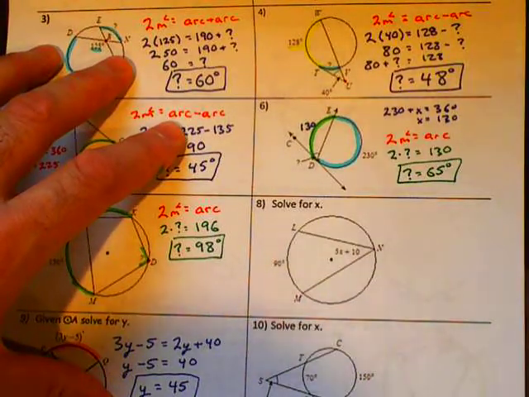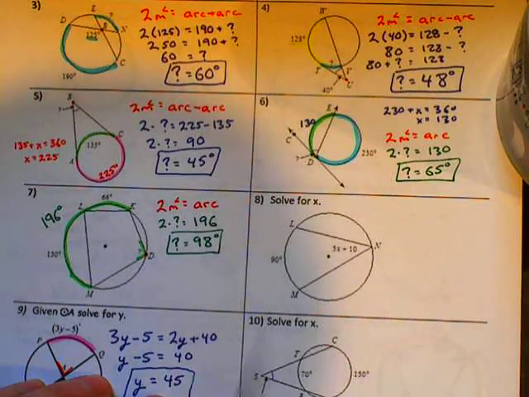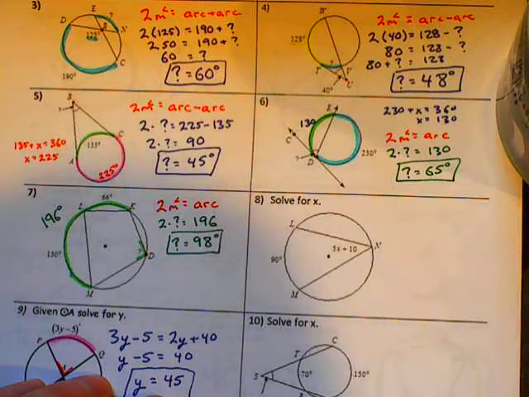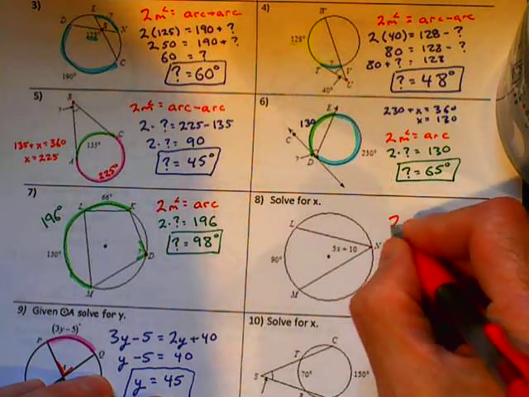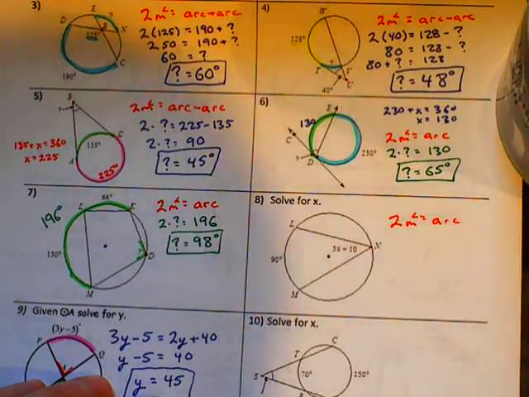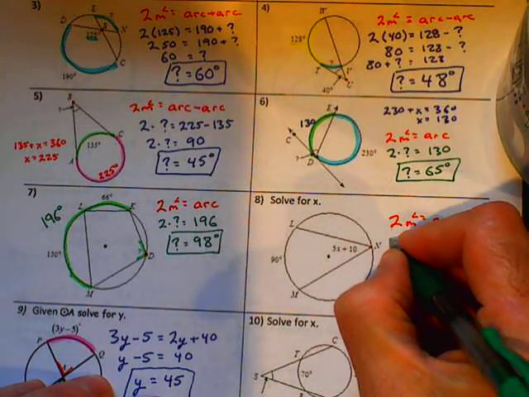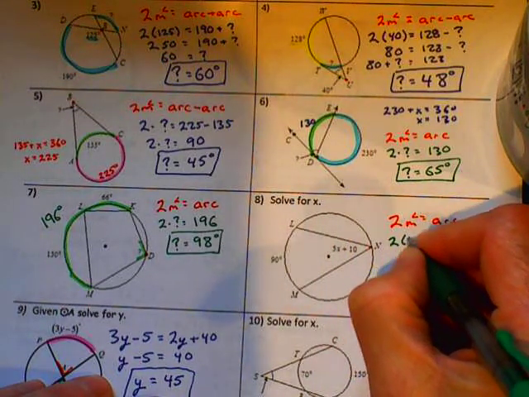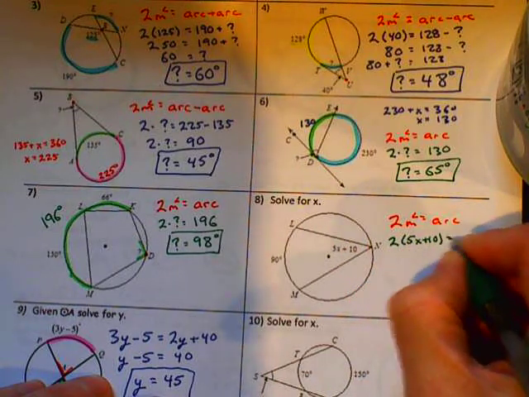From there, we're going to go ahead and do number 8. Again, vertex is on the circle. 2 times the angle measure equals the arc. The angle is given to us to be 5x plus 10, so 2 times 5x plus 10 is going to equal 90.